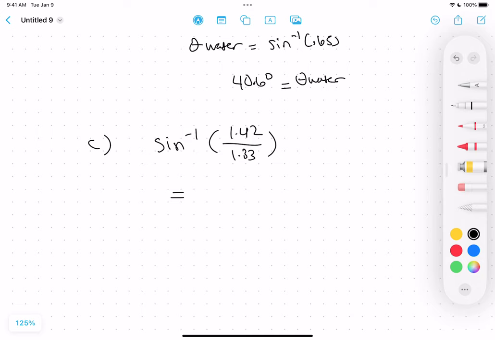Let's see here. So n2 should be our second material, and n1 should be our first. But I think just because of the way the sine function works, that'll inherently give you an error in the calculator. If you reverse the two, that should be all right. You should get 69.5 degrees that way.